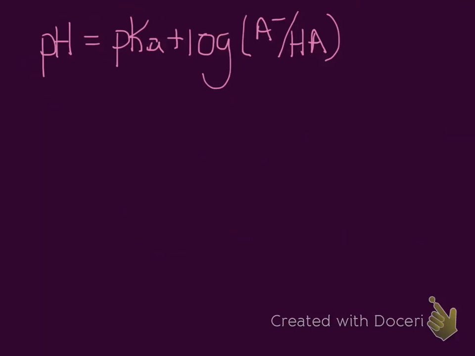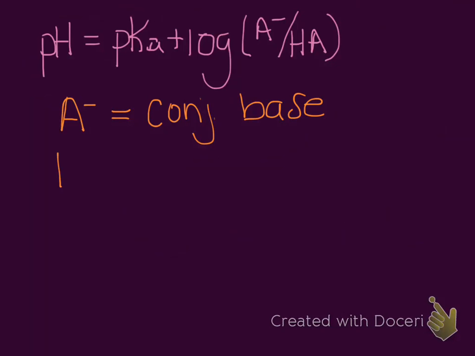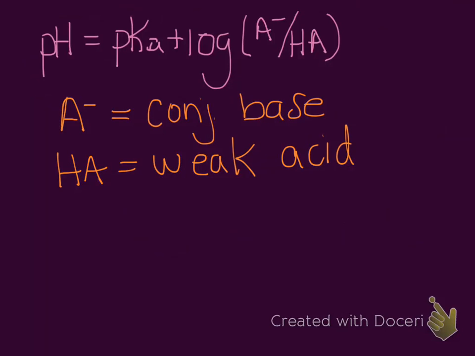And let's remember that A minus is going to be your conjugate base, and your HA needs to be a weak acid. And these need to be conjugates of each other. You can't have any conjugate base and any weak acid. They have to be a pair of them. So, for example, you would need to have HCN and CN minus, some combination of those.